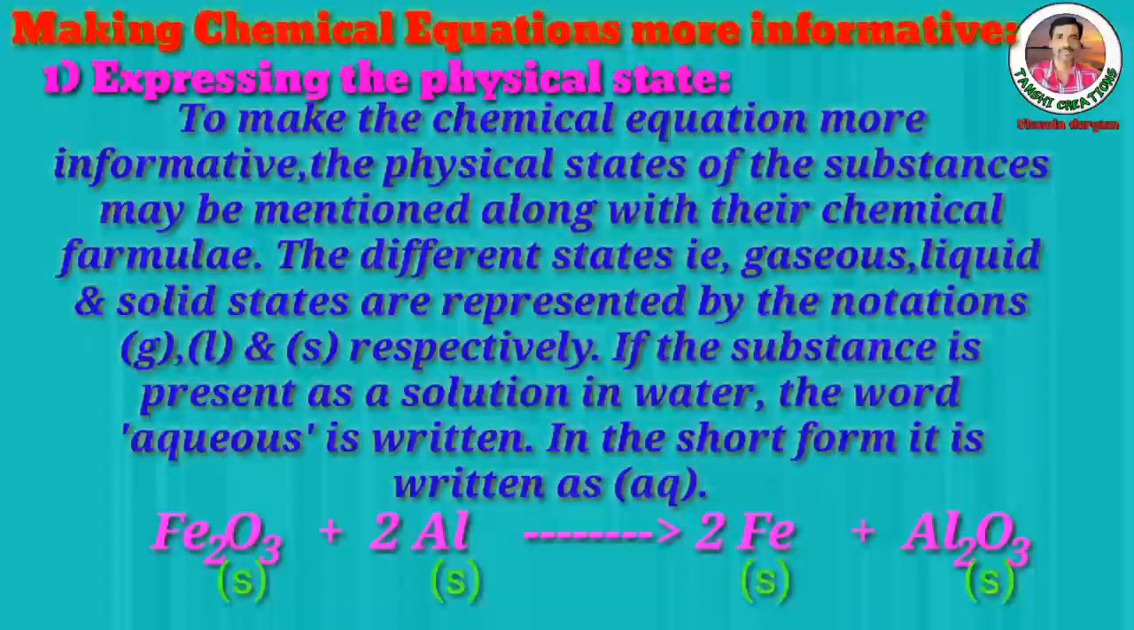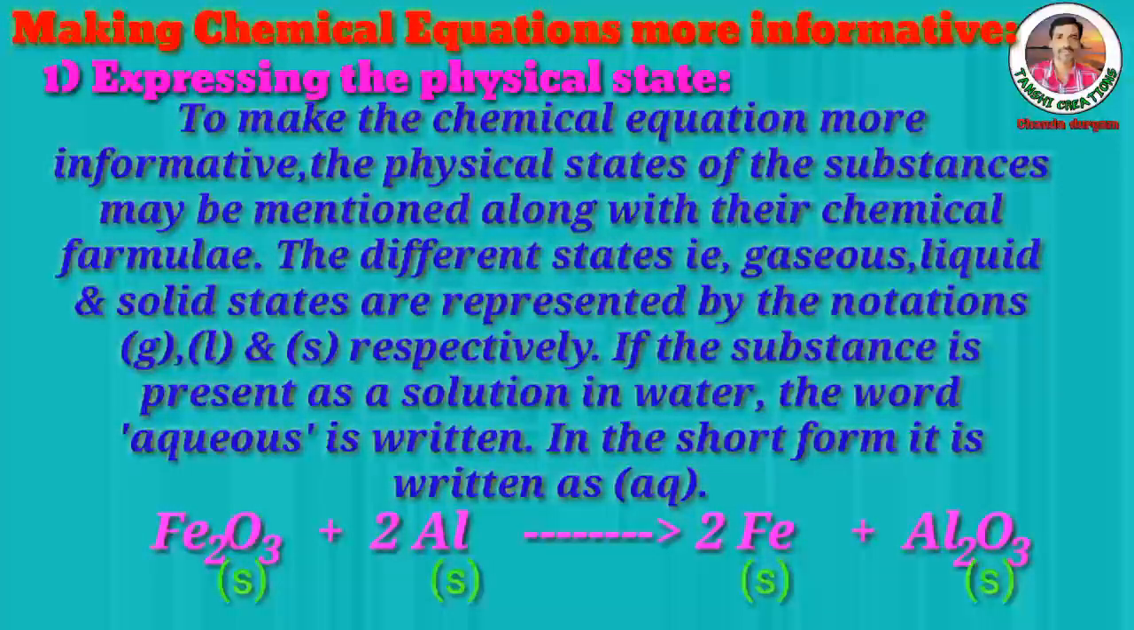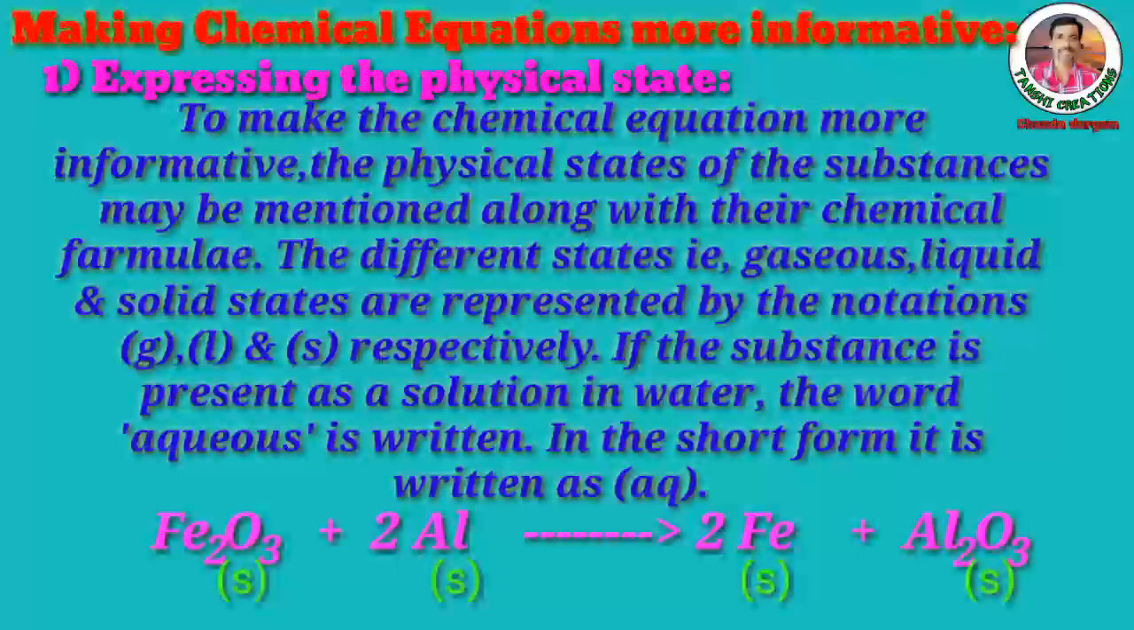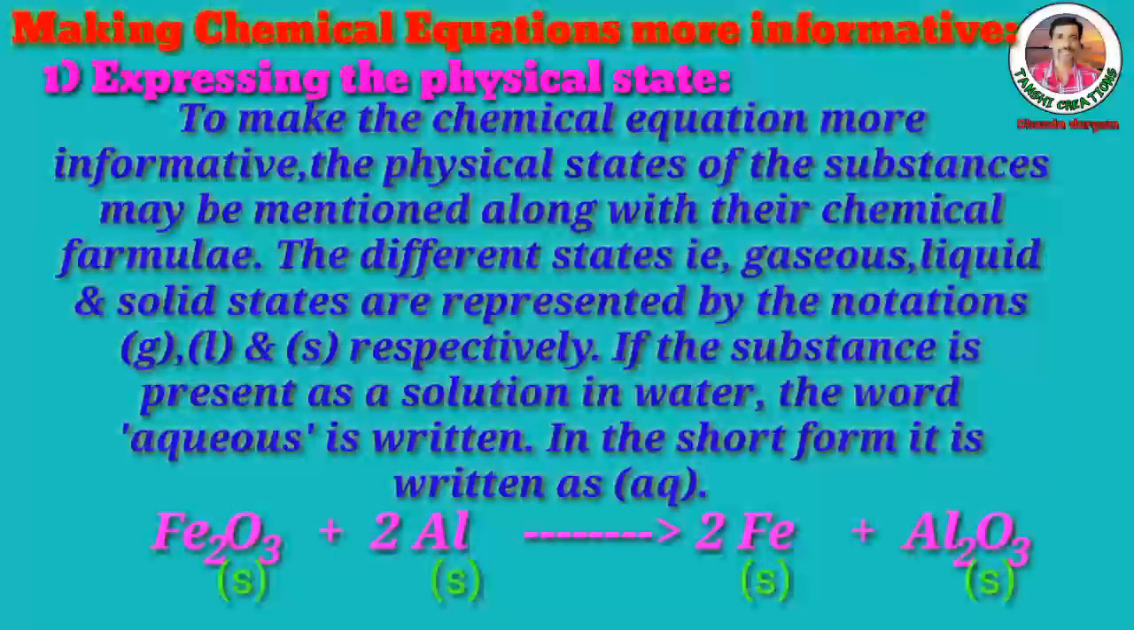Number 1, expressing the physical state. To make the chemical equation more informative, the physical state of the substances may be mentioned along with their chemical formula. The different states, that is gaseous, liquid and solid states, are represented by the notations G, L and S respectively. If the substance is present as a solution in water, the word aqueous is written. In short form, it is written as AQ.